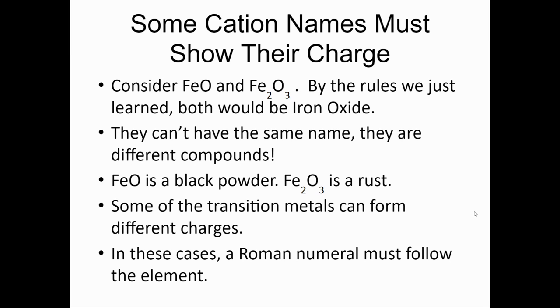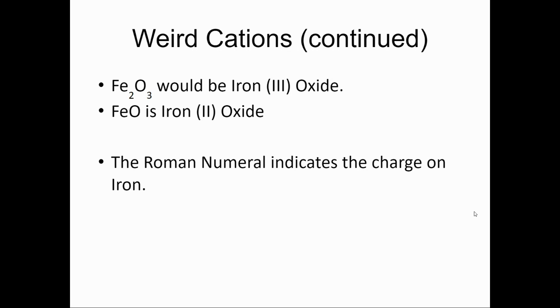Some of the transition metals can form different charges, and this is where it gets tricky. We have to look at the anions to see what the anion needs before we can name the transition metal. So in these cases, a Roman numeral must follow the element. So Fe2O3 would be iron 3 oxide. FeO is going to be iron 2 oxide. The Roman numeral indicates the charge on iron.